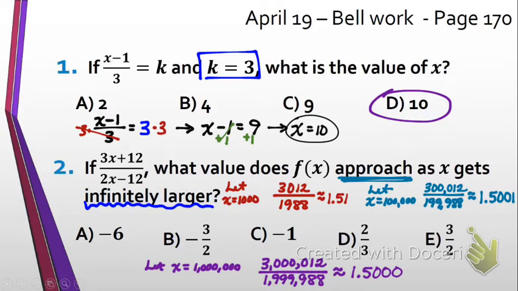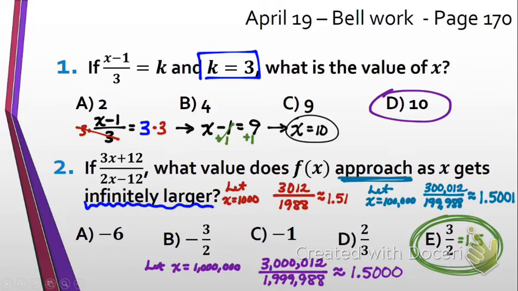Which one of these numbers up here, A, B, C, D, or E, is the closest to what our fractions kept getting closer to? 3 over 2. 3 over 2, choice E. 3 over 2 is the same as 1.5. And as we made x bigger and bigger, we got closer and closer to precisely 1.5. We started off pretty close, even when we let x be 1,000, didn't we?